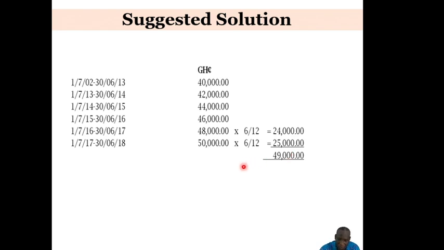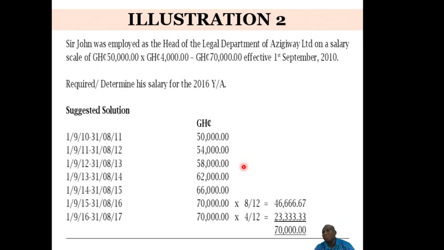Very, very interesting one, of course. Now this second illustration: Sir John, may God have mercy on his soul, was employed as the head of the legal department of Azigiwe Limited on a salary scale of 50,000 Ghana cedis by 4,000 to 70,000 Ghana cedis, effective 1st September 2010. Determine the salary for 2016.